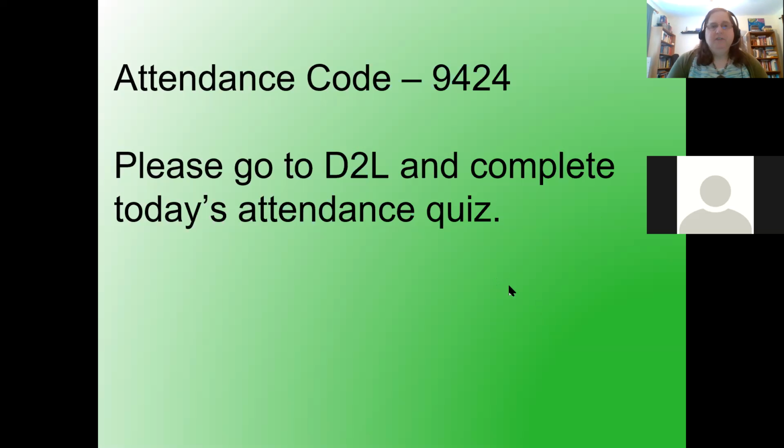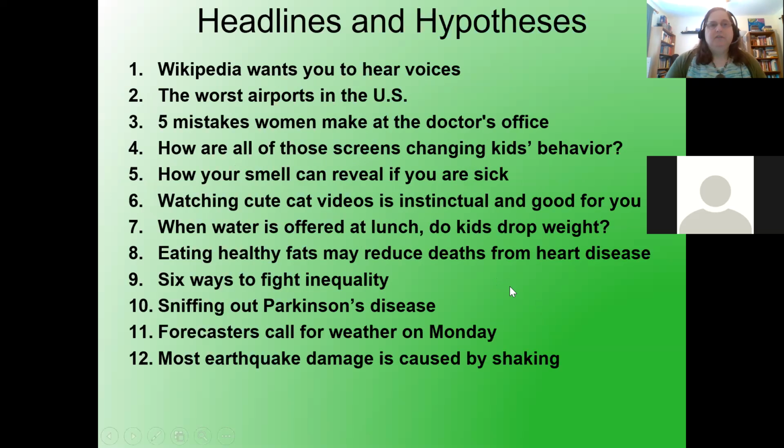So the next slide has some different headlines, and don't feel like you have to take all these down. There are some different headlines that I have come across historically, and I want to give each of the groups a headline that will be inspirational to you. Okay, so I don't think we're going to have 12 groups today, so I'm going to use the 12th one to give you an example. Most earthquake damage is caused by shaking.